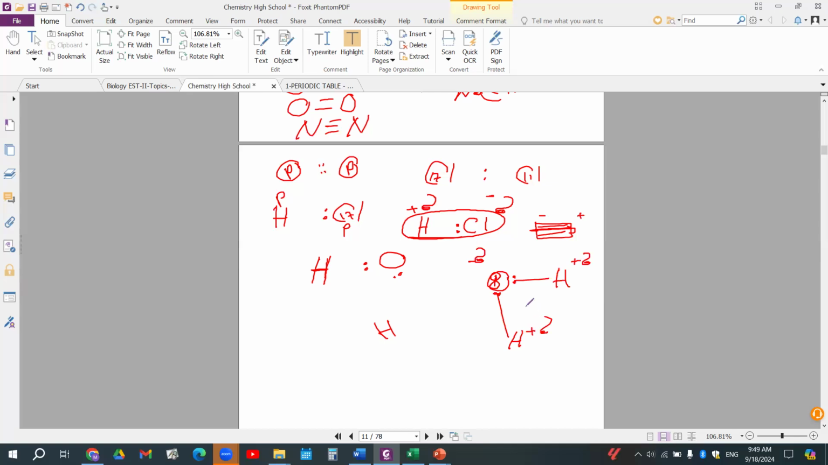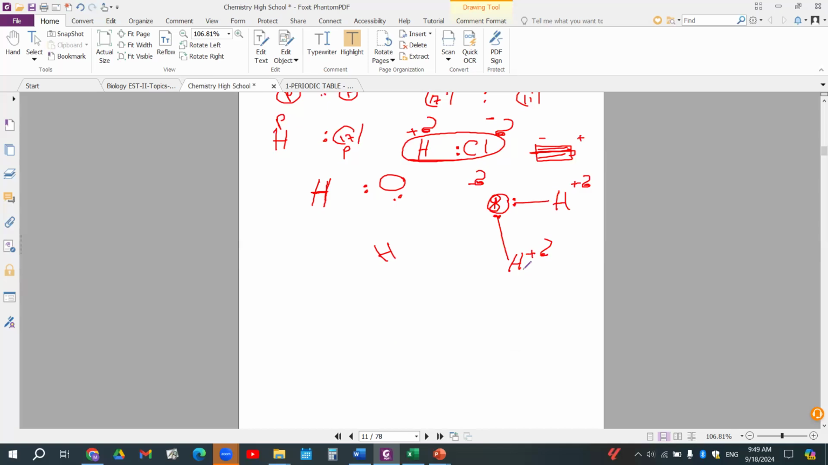And this is called a polar compound. Polar. This is called a polar covalent bond. Polar covalent bonds making polar compounds.